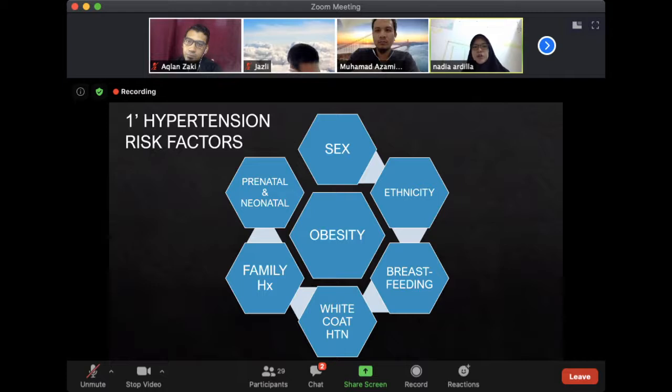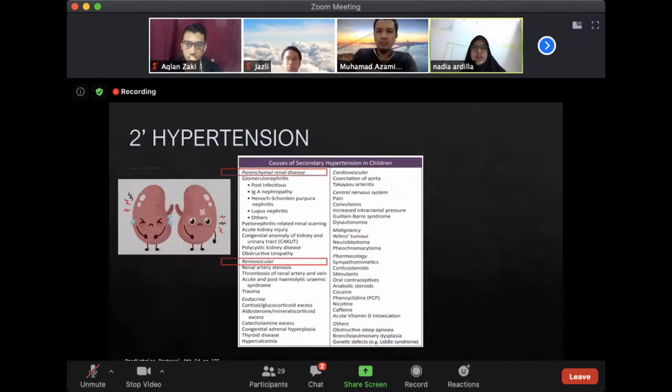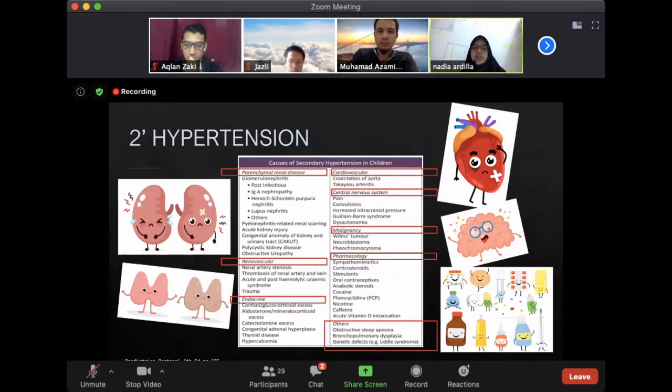What about secondary hypertension? There are many causes of secondary hypertension in children, but the most common are renal disease and renal vascular. Among the causes are parenchymal renal disease such as glomerulonephritis, pyelonephritis, acute kidney injury, as well as polycystic kidney disease, and renal vascular conditions such as renal artery stenosis and thrombosis of renal artery. It can also be caused by endocrine causes such as glucocorticoid excess or congenital adrenal hyperplasia, thyroid disease, hypercalcemia.